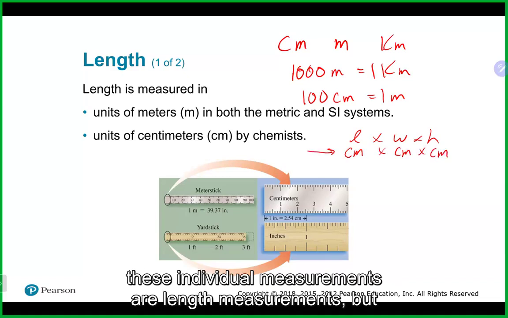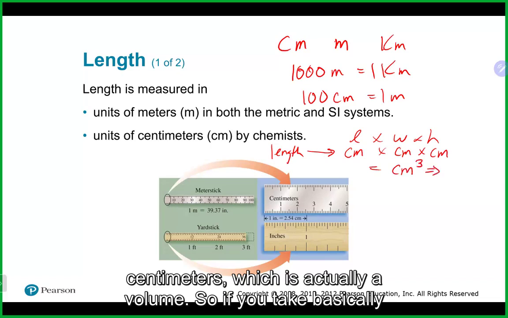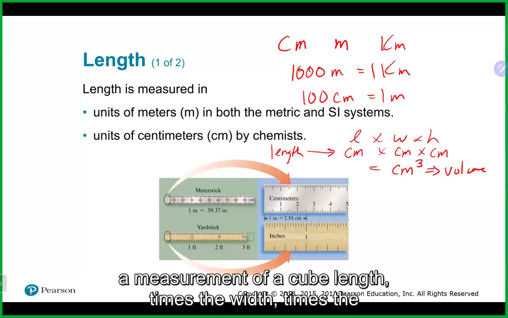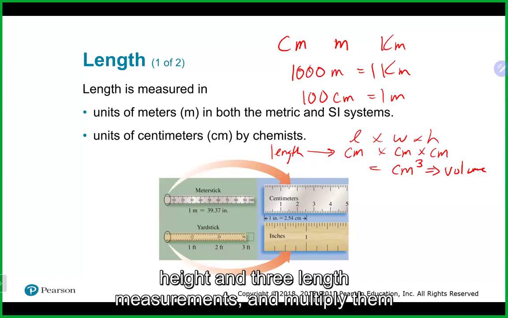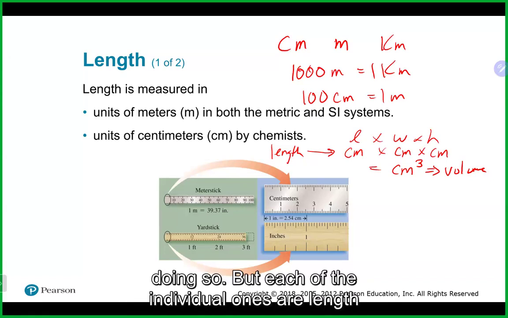each of these individual measurements are length measurements. But when we multiply them together, we will actually get cubic centimeters, which is a volume. So if you take a measurement of a cube, length times width times height, 3 length measurements multiplied together, you actually get the volume of that solid object. But each of the individual ones are length measurements.